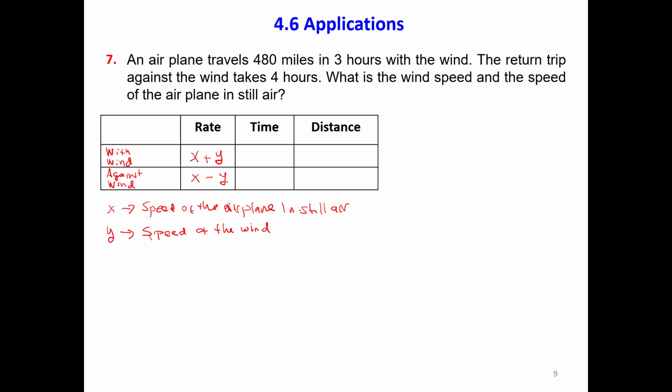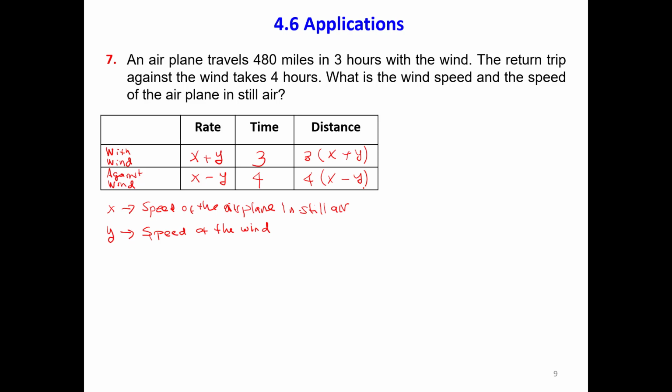X minus y. Maybe this is the hard part of the problem, to know how to write the rate. The other part is easier because the information is in the problem. When the airplane travels with the wind, the time is 3 hours. Then we write here 3, and against the wind is 4 hours. To get the distance, we just multiply: 3 times x plus y, and 4 times x minus y.